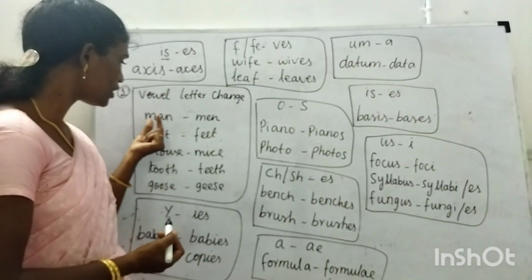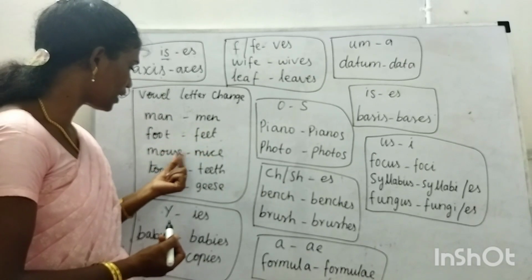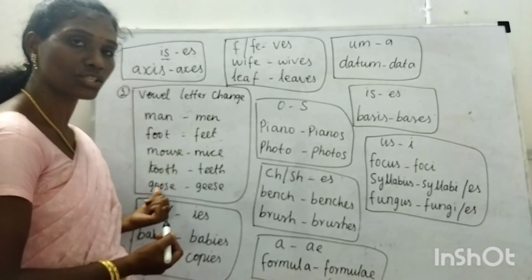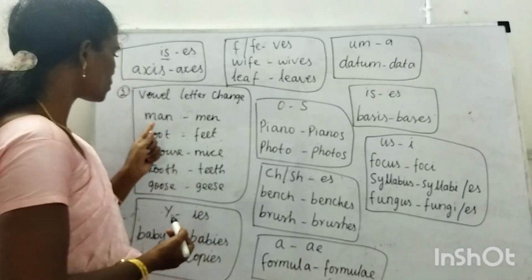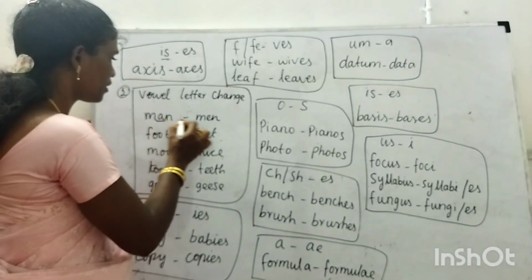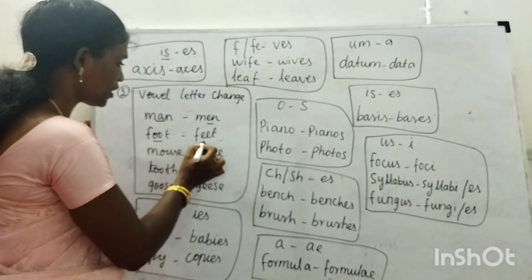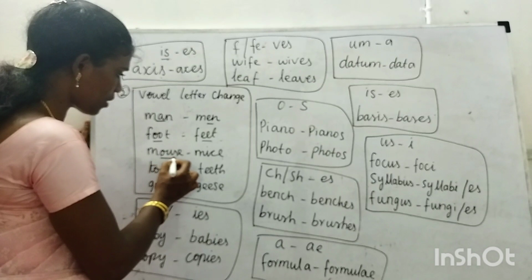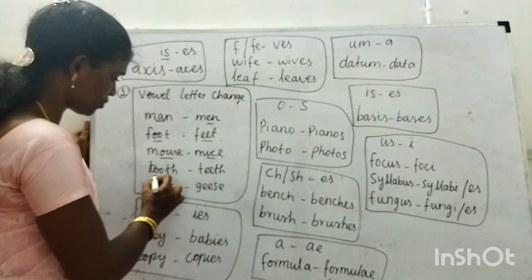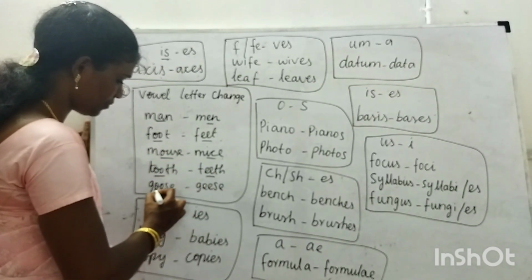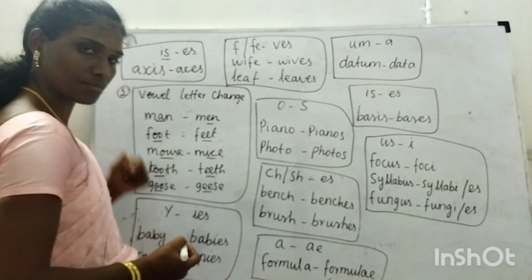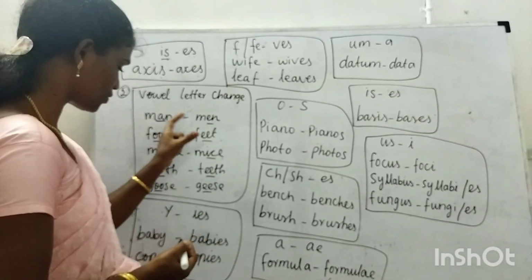And the second one is vowel letter change. That means near the middle of the letters we can find a vowel letter, and that vowel letter will get changed. So what are the words? Man, men. Foot, feet. Mouse, mice. Tooth, teeth. Goose, geese. Okay, so only the vowel letter changes.